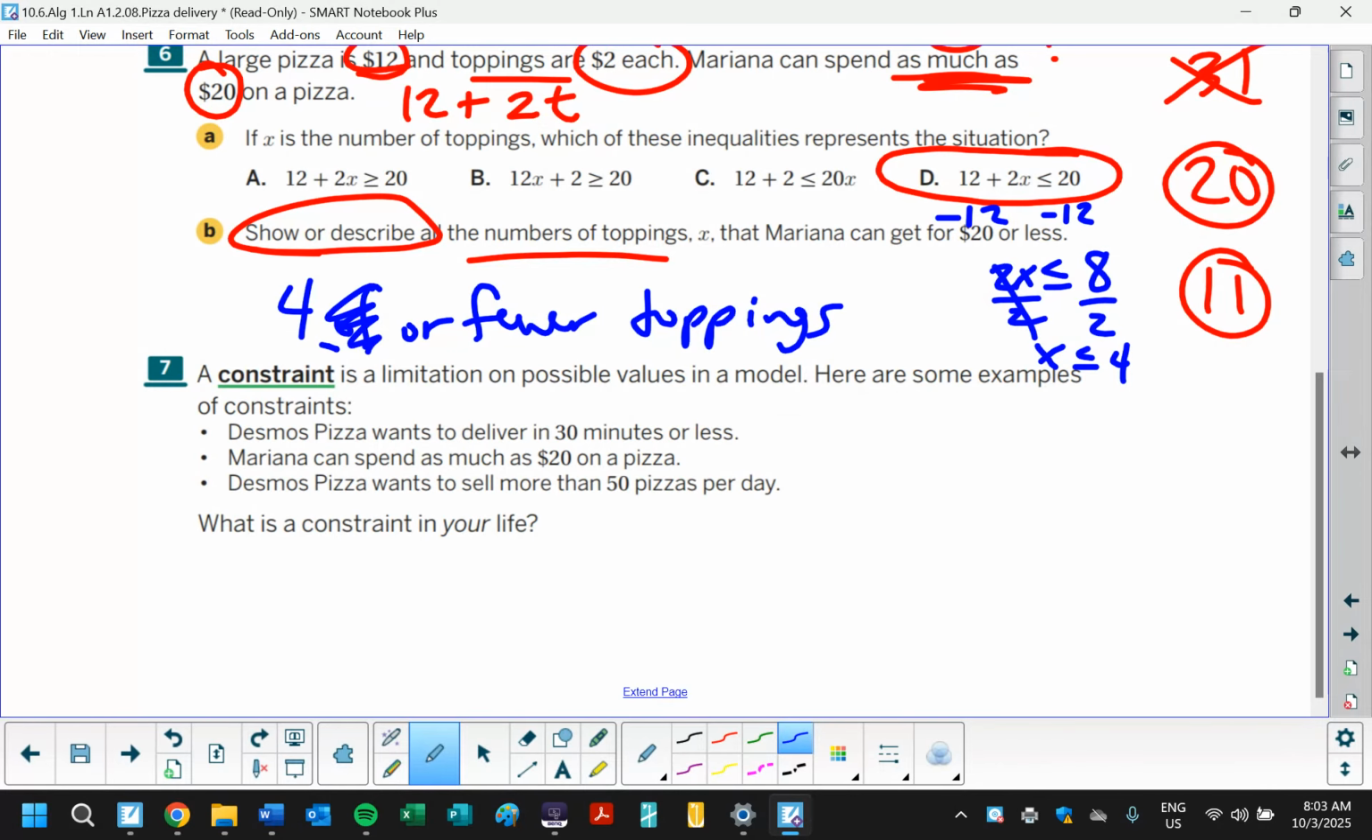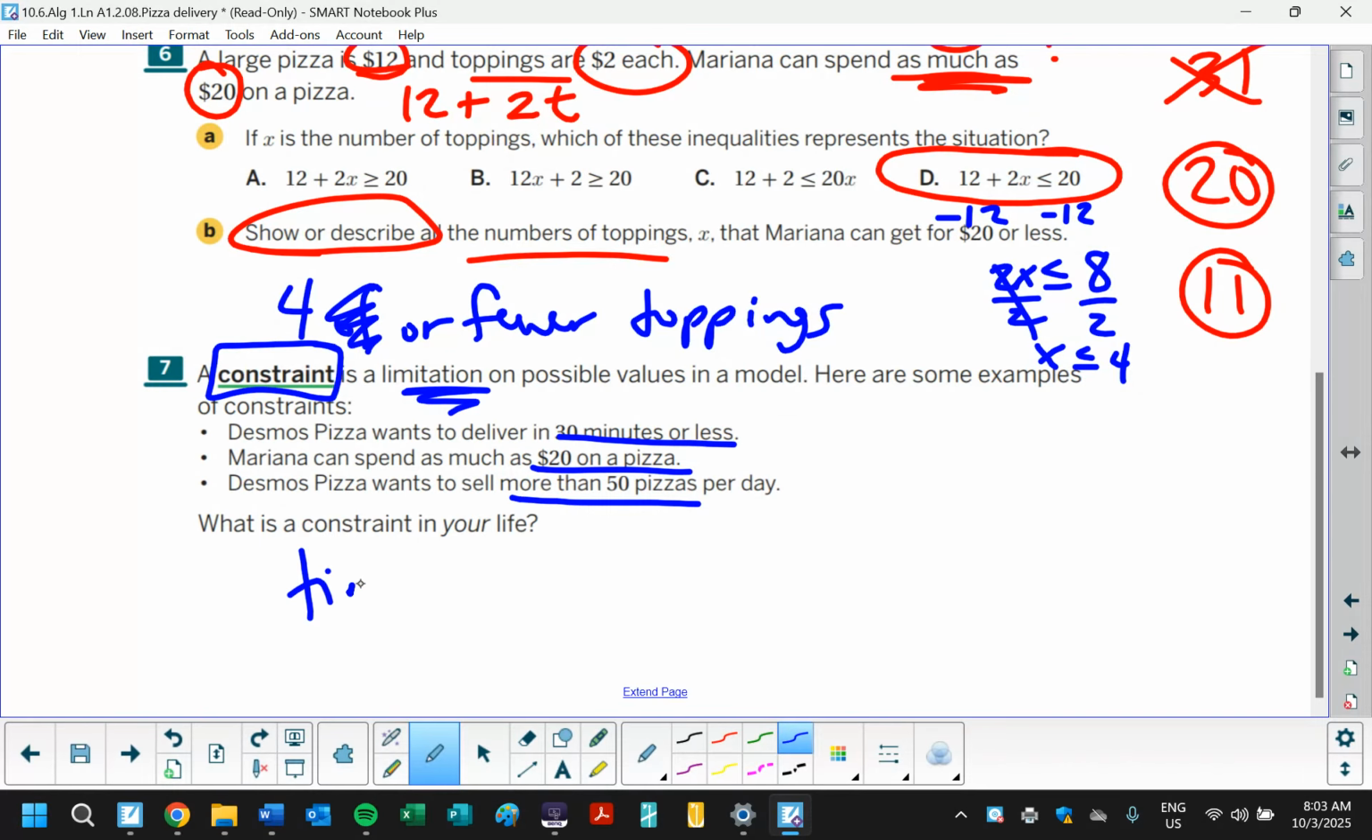And then we get to this word, constraint. Now, I do believe we've talked about this. The keyword being limitation. Some examples of constraints: I'm seeing time right there. I'm seeing $20 on a pizza, as much as Desmos wants to sell, more than 50 pizzas per day.